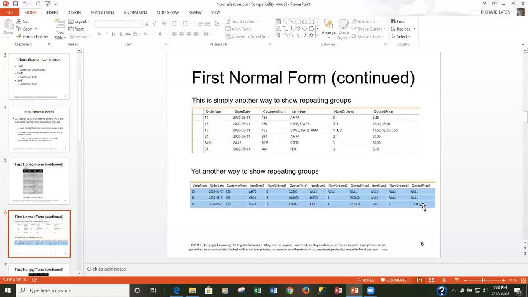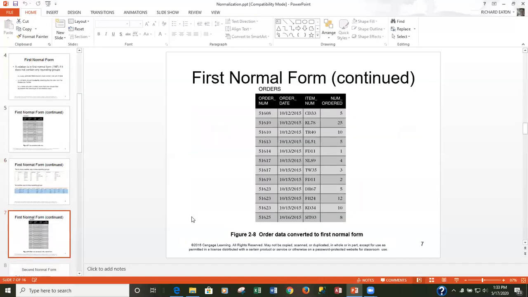a repeating group. Because what would happen if we had an order that had 5 items on it? This table wouldn't work. We would have to reconstruct this table to add an item number 4, number ordered 4, quoted price 4, item number 5, quoted price 5, number ordered 5, etc. So this is still a repeating group problem. The solution is to essentially duplicate some of this data.